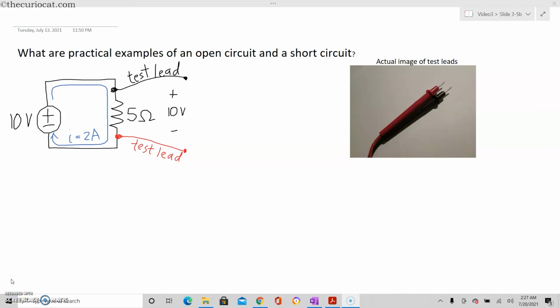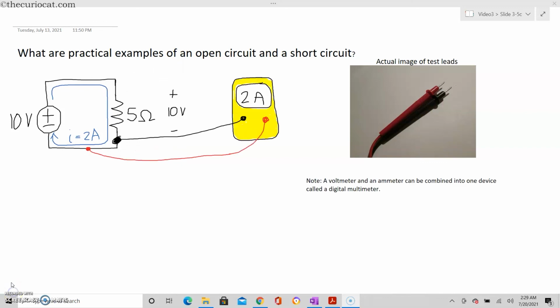Now we will measure the current of 2 amperes using a device called an ammeter. The ammeter also uses 2 test leads, and they must be placed next to each other on a wire. In other words, the 2 test leads cannot be separated by an element like a resistor. Here, the ammeter was able to read 2 amperes.